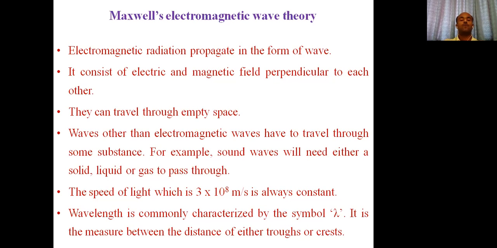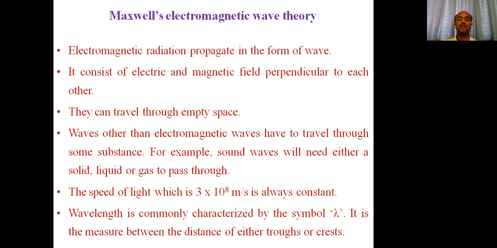Now, what about this Maxwell's electromagnetic theory? We quickly discuss some postulates of this theory. According to Maxwell's electromagnetic theory, electromagnetic radiation propagates in the form of waves only. It consists of electric and magnetic fields perpendicular to each other. These radiations travel through empty space.